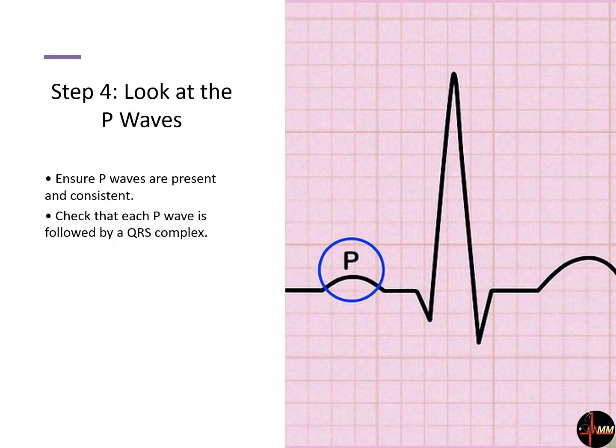Moving on to the P waves. Ensure that P waves are present and consistent. Each P wave should be followed by a QRS complex. This tells us that the atria are contracting properly before the ventricles.